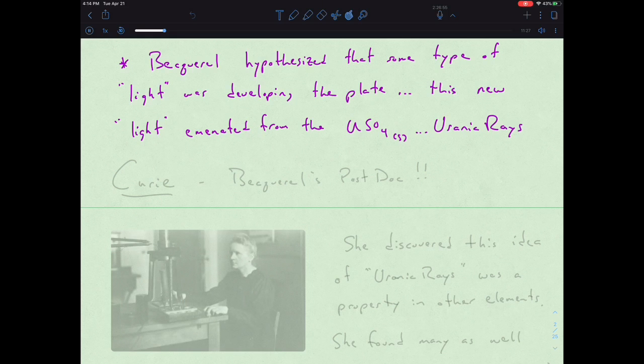Becquerel had a postdoc who we all recognize as Madame Curie. And to be honest, this is, historically, very strange because women did not have a major role in society back then, especially in science. It's pretty much an old white dude's game, sadly. But Curie broke down a lot of those barriers.